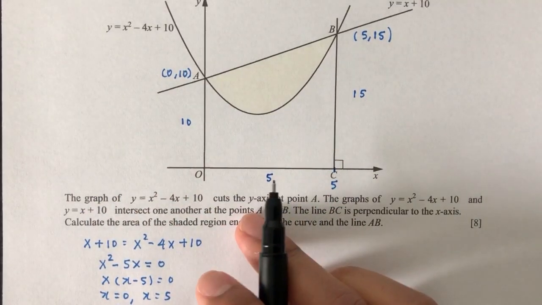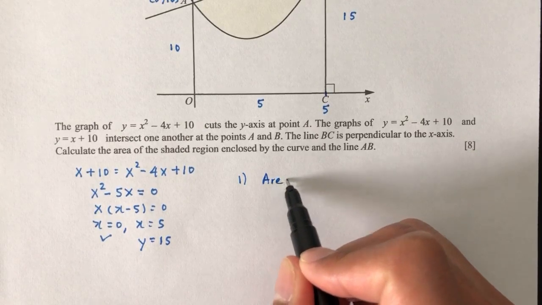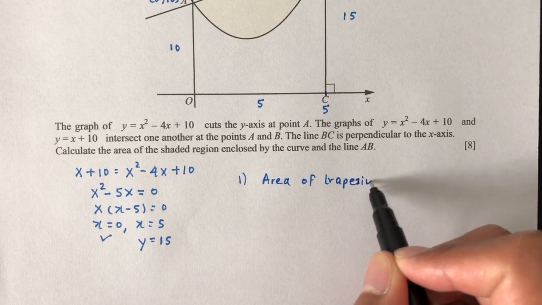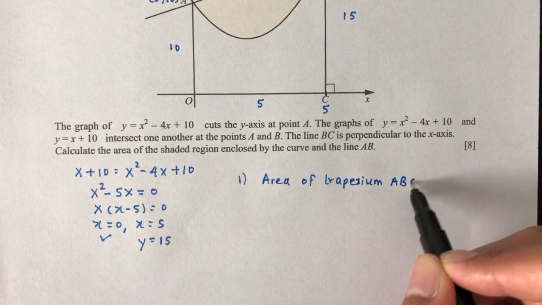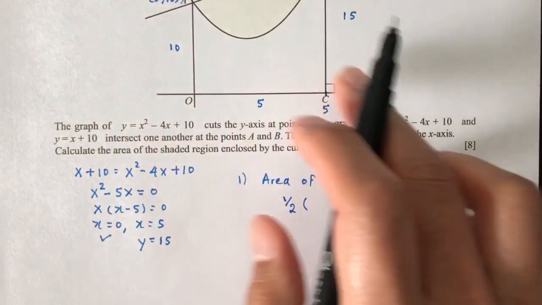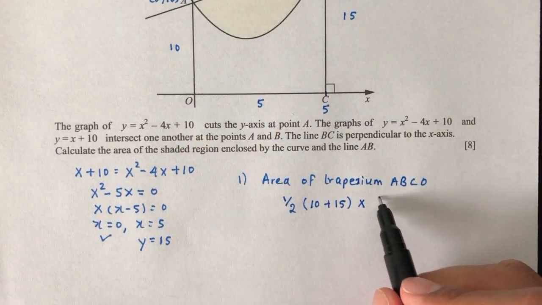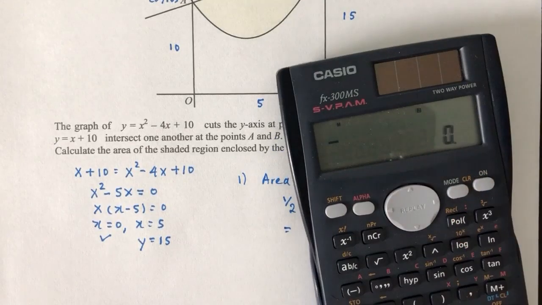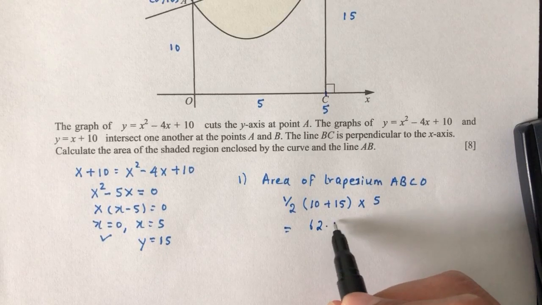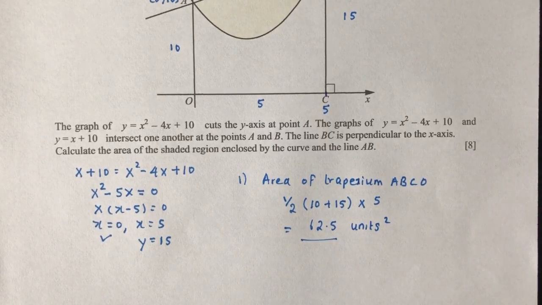So from this information we can find the area of the trapezium. So first step, area of trapezium ABCO. So we have half times sum of both sides, that will be 10 plus 15, and times the length in between, that will be 5. So let's do that. Half times 25 times 5, that will be 62.5 units square. That is the area of trapezium.